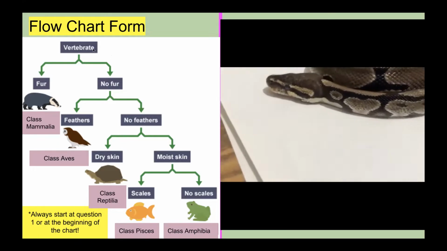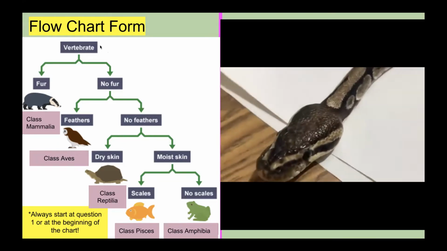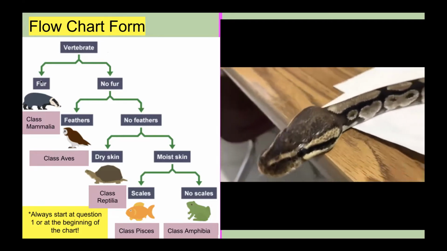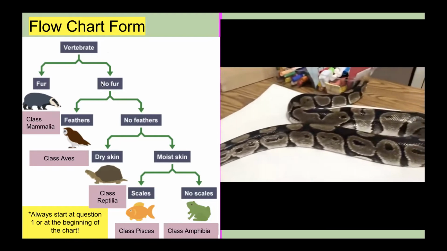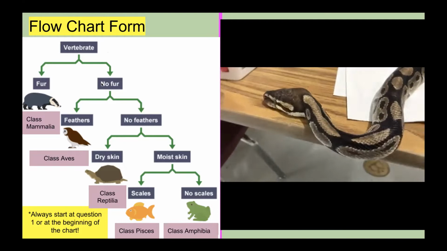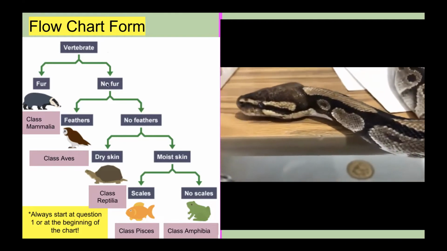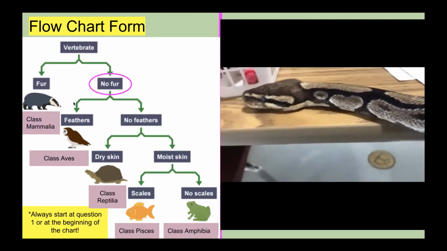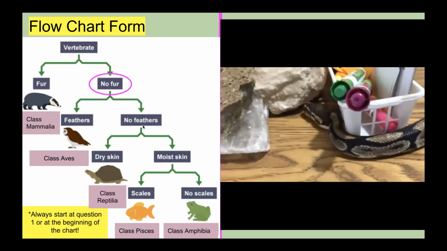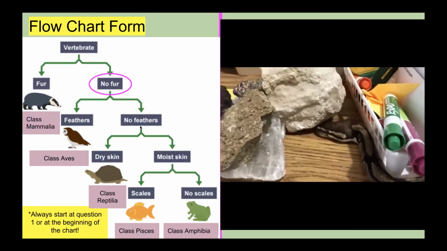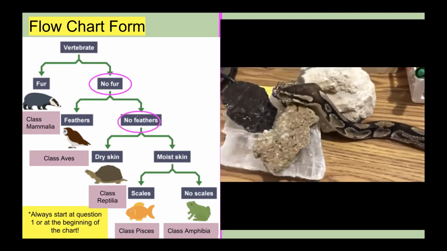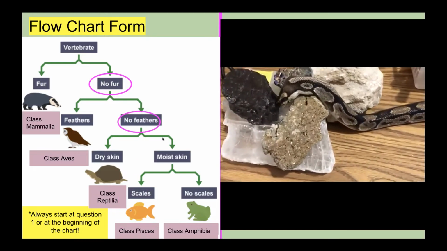So again, we're going to start at number 1. We always start at the beginning. So we know that she's a vertebrate. Our next 2 options are, does this animal have fur or no fur? Hopefully you guys notice that this animal has no fur. So we'll go ahead and circle that option. Our next set of 2 options is, does this animal have feathers or no feathers? Hopefully you guys noticed that this animal does not have feathers. So we're going to circle that option. That will lead us to our next set of options.